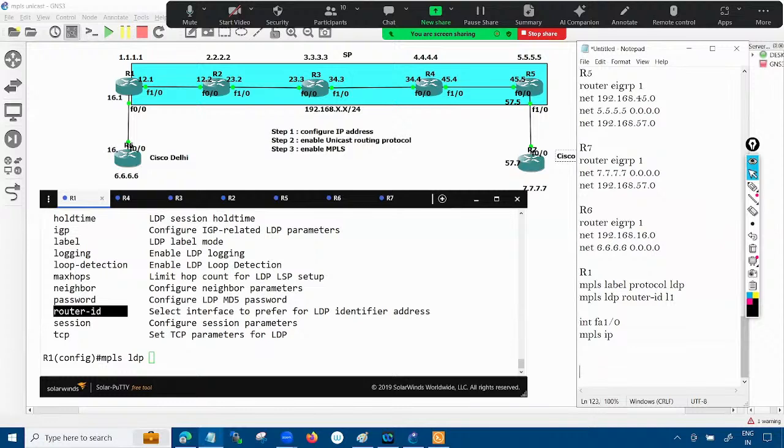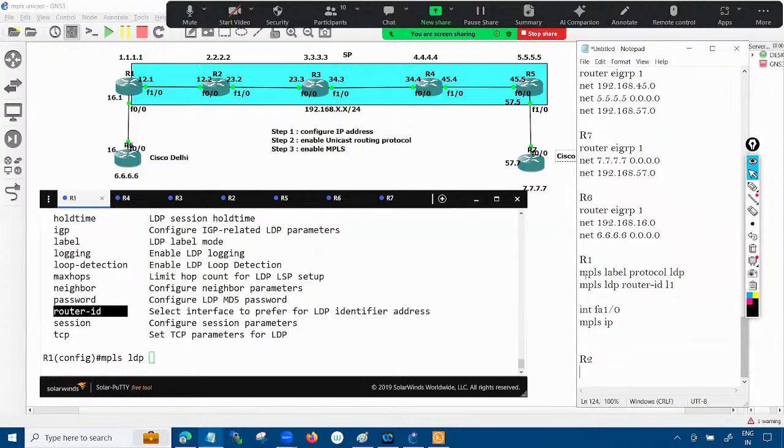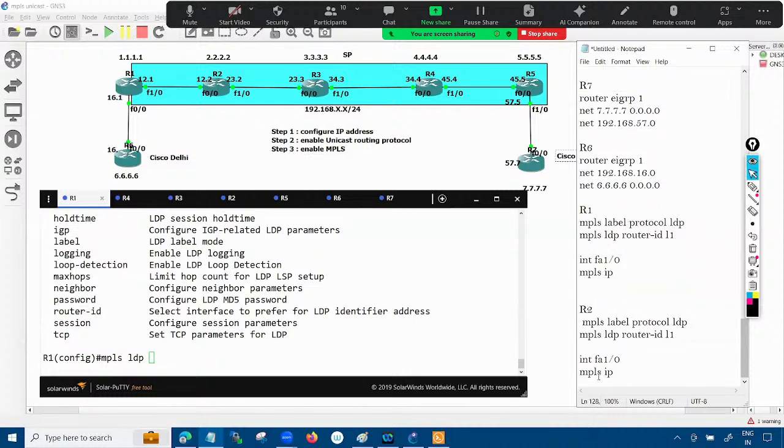On R2 as well, same command. How many interfaces do we have? If you see, you only need to enable MPLS on the service provider interfaces. This one, this one, this one. On the customer facing side, no MPLS.